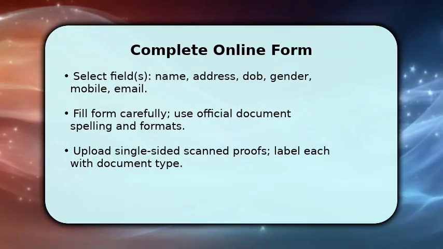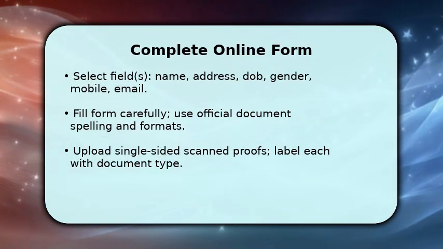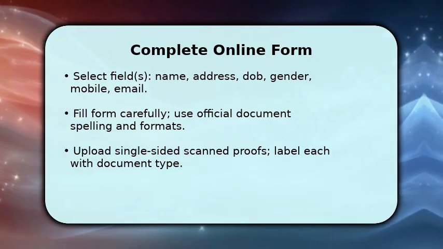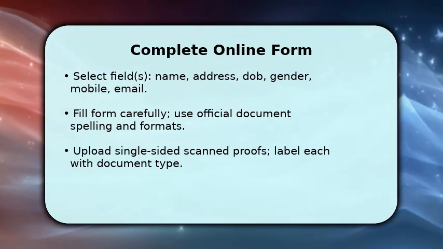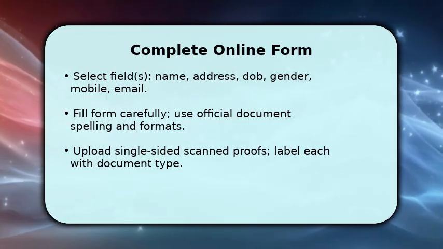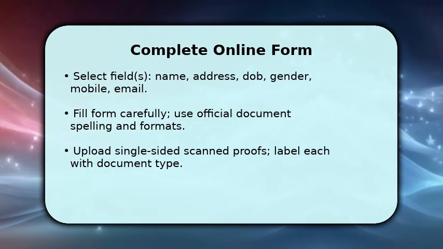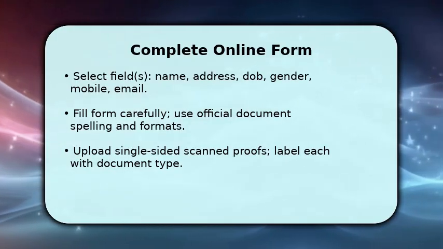Now you fill the update form step by step. Pick the specific fields to change and type values exactly as on your proof. Once done, attach the matching document for each field, address proof for address, birth proof for DOB, so verifiers can cross-check quickly. After uploading, review every character because SUP uses verbatim text.